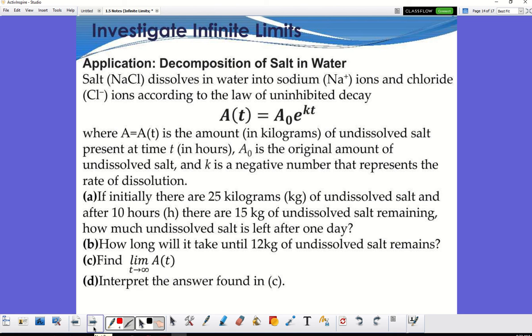And investigate infinite limits. Right here, salt dissolves into water, sodium Na positive ions and chlorine ions, according to the law of uninhibited decay. Now, super important. Uninhibited. What does uninhibited mean? Not limited, right?